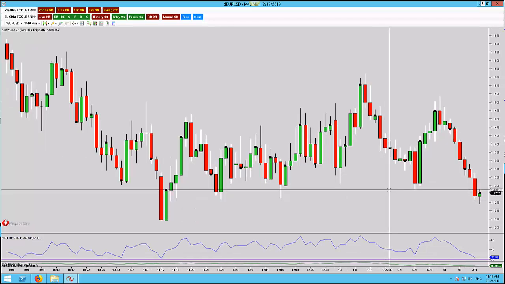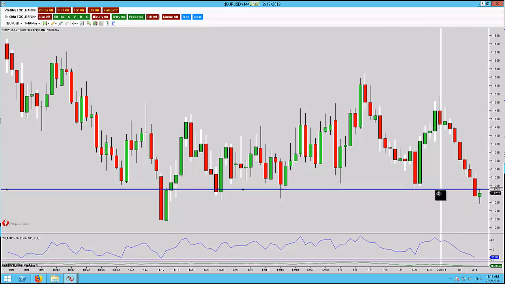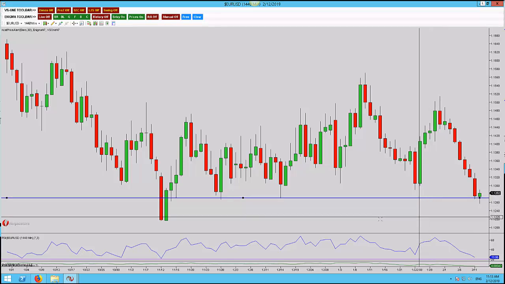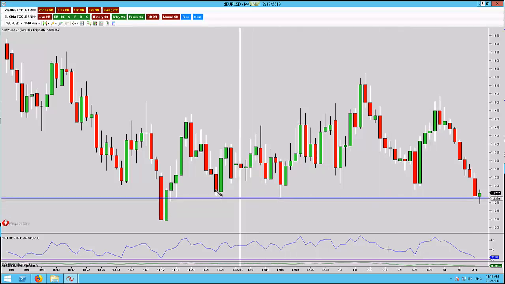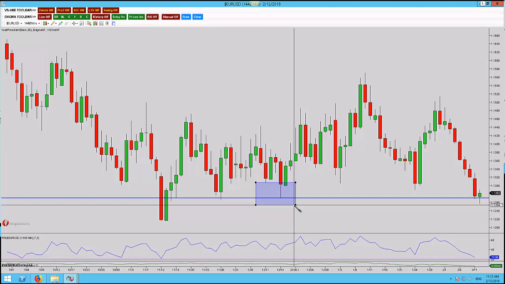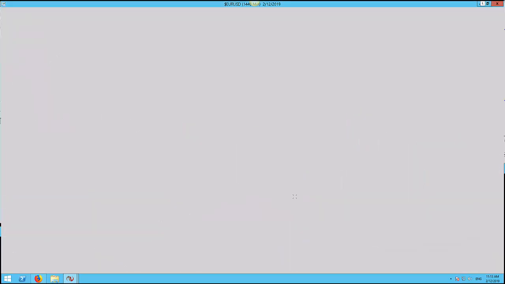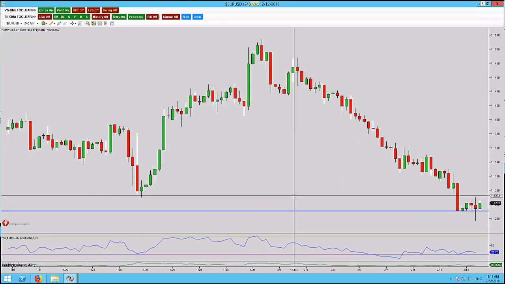I'm going to put a structure level on just here. You can clearly see that we have had a break below, close below. The problem is the next structure level is right here and here, which have not been violated. Let's go down to the 240.